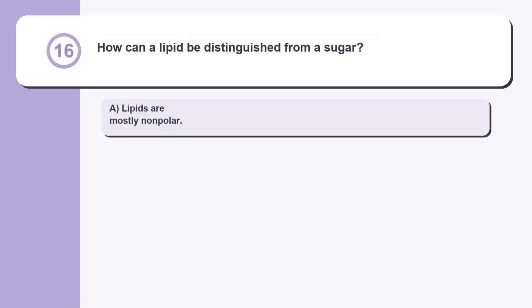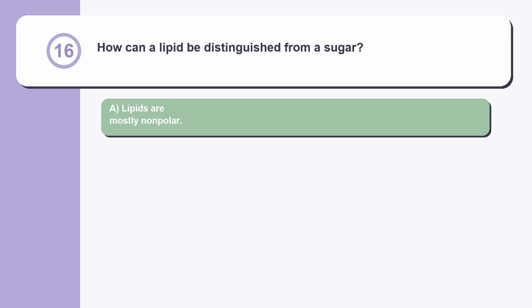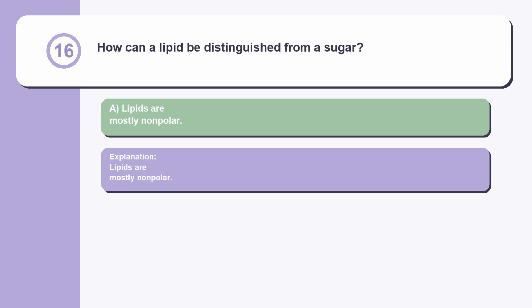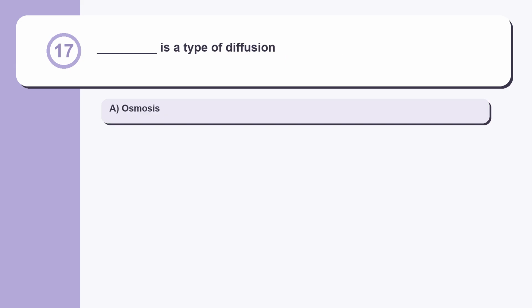Question 16. How can a lipid be distinguished from a sugar? Lipids are mostly nonpolar. Question 17. Osmosis is a type of diffusion.